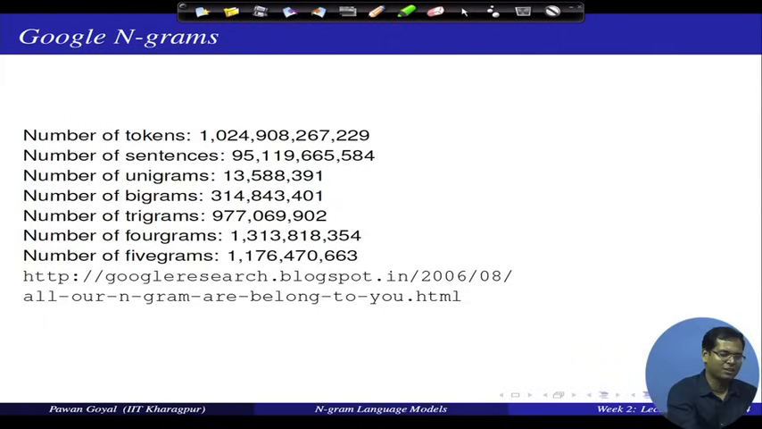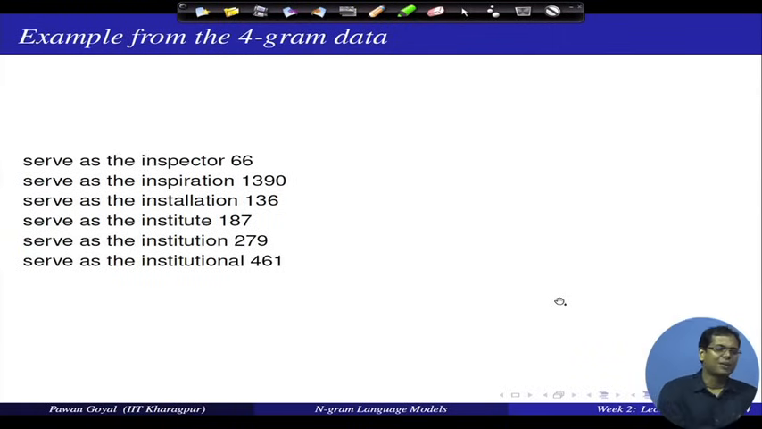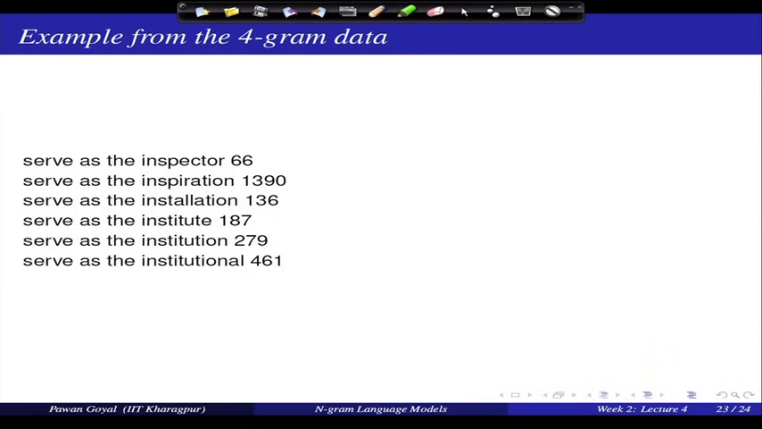So what are some of the examples? Suppose I am looking at 4-grams starting from "serve as the". The data will tell you "serve as the inspector" occurred 66 times in their corpus, "serve as the inspiration" occurred 3090 times, "serve as the installation" occurred 136 times, and so on. So this is the 4-gram data that you find. But you see these are only the counts. Now how will you use that to compute the probability of "inspector" given "serve as the"? For that you will also need the trigram count of "serve as the". This file is also available. You can get this 4-gram data and trigram data and try to compute all the probability values.